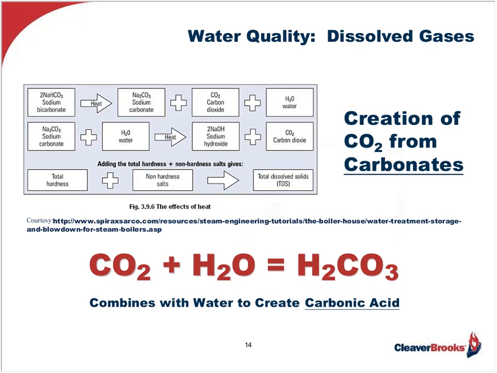You see that we start with sodium bicarbonate, apply heat, leaving carbon dioxide and water. Or we have sodium carbonate and water, apply heat, and we have sodium hydroxide and carbon dioxide. In either case, we have CO2 bound in the steam flowing through all the steam piping. And when the steam gives up its latent energy, resulting in condensate or water, it combines with the free CO2 to form carbonic acid, which, as you see there on the screen, is H2CO3.